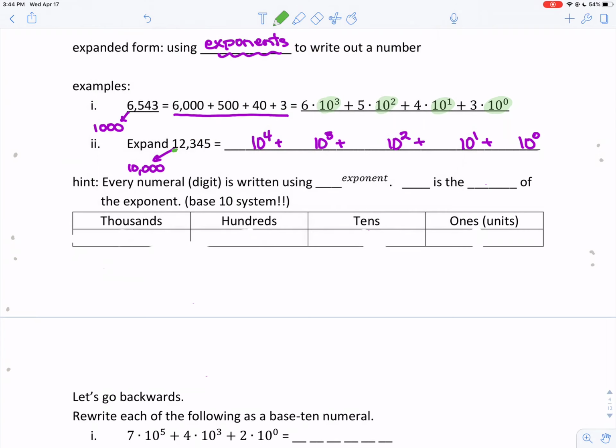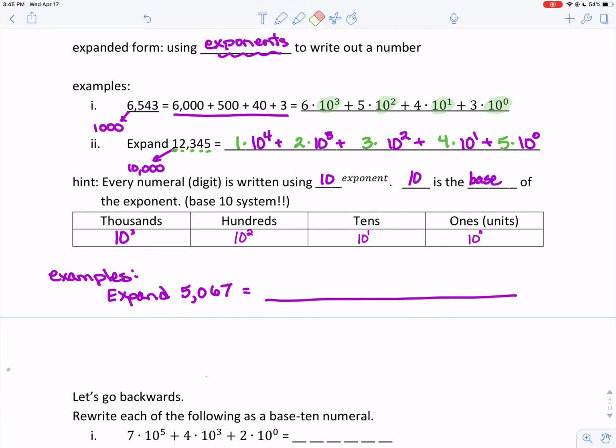So we've got 1 in the 10,000s place, 1 times 10 to the 4th, 2 in the thousands place, 3 is in the 100s place, 4 is in the tens place, and 5 is in the units. Notice that every digit is written using 10 to some exponent. Notice that 10 is the base of that exponent, which is why it's called the base 10 system. So thousands are 10 to the third, hundreds 10 to the second, then tens, and then the units place.